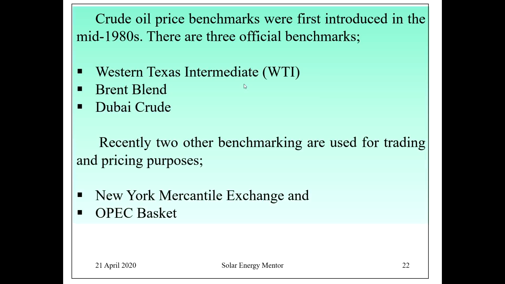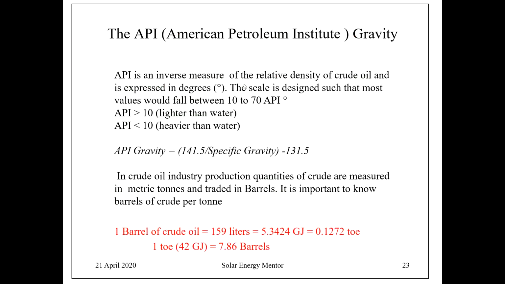Crude oil price benchmarks were first introduced in the mid-1980s. There are three official benchmarks: West Texas Intermediate, that is WTI, Brent Blend, and Dubai Crude. Recently, two other benchmarks are used for trading and pricing purposes: New York Mercantile Exchange and OPEC Basket. The basis of crude oil pricing is the API gravity. API is American Petroleum Institute.